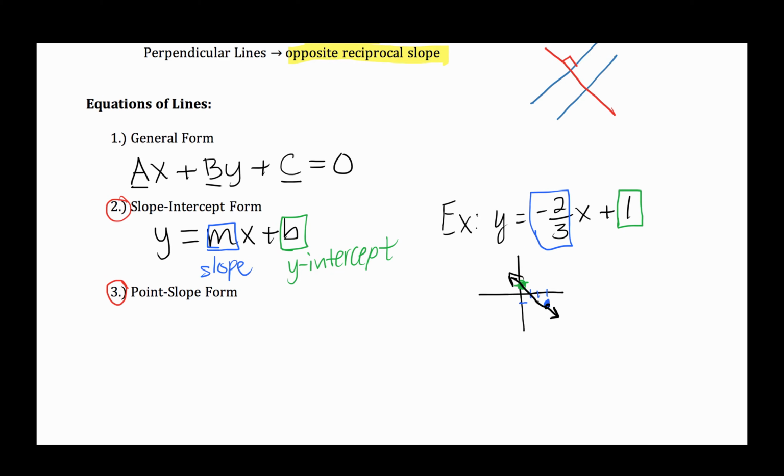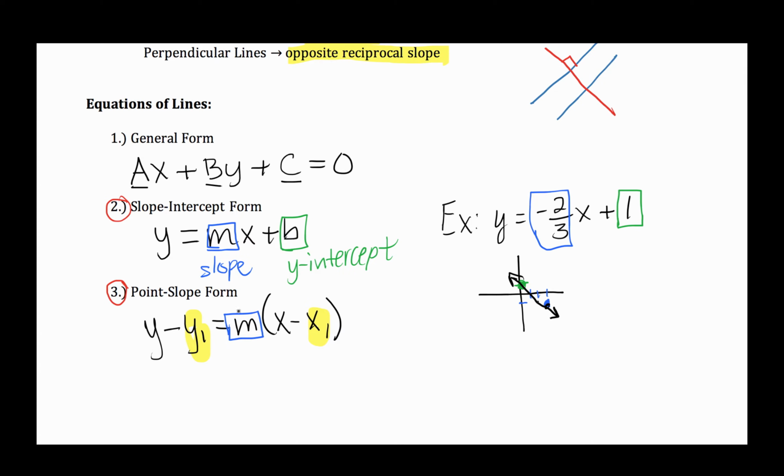Okay, point-slope form is y minus y1 equals m times x minus x1. So what do all these pieces represent? Well, this y1 and this x1 are simply x and y values from a point that exists on the line, and the m is still representing our slope.